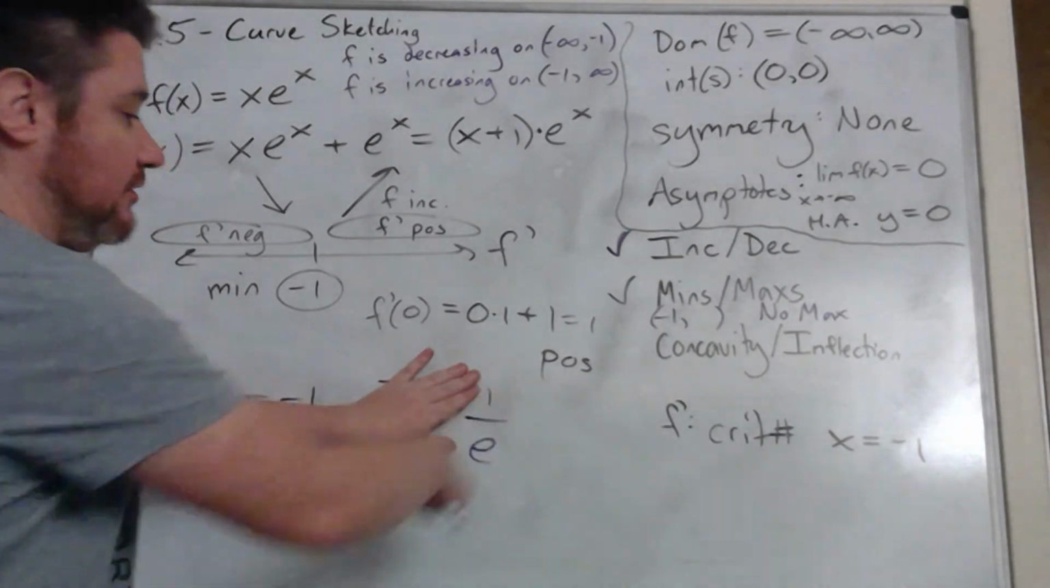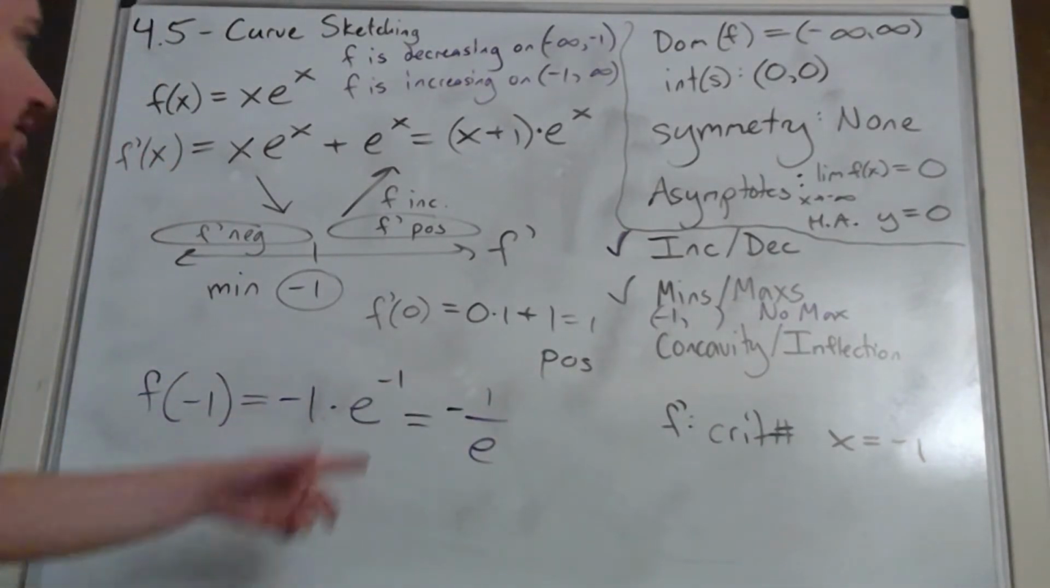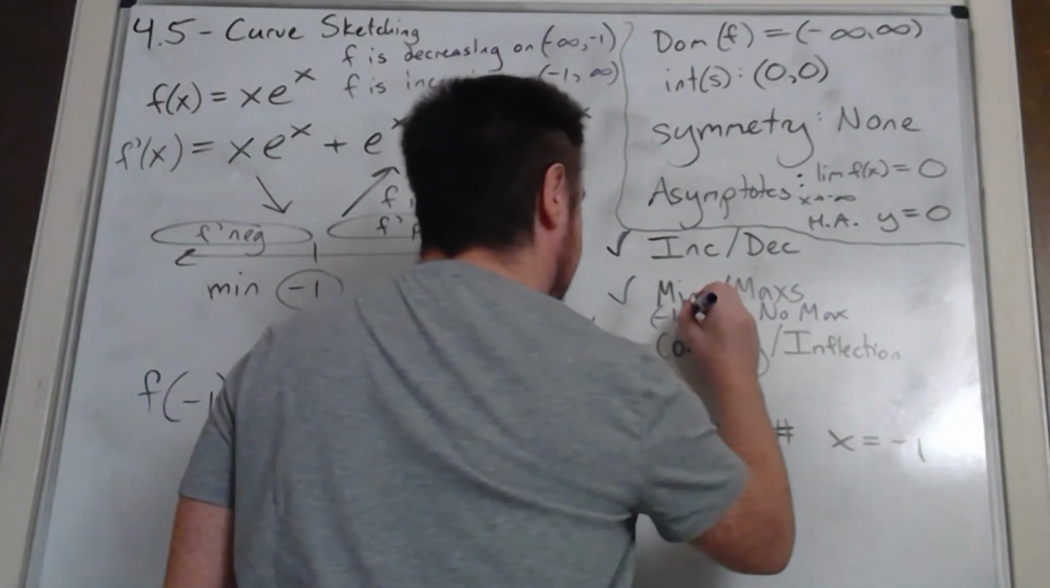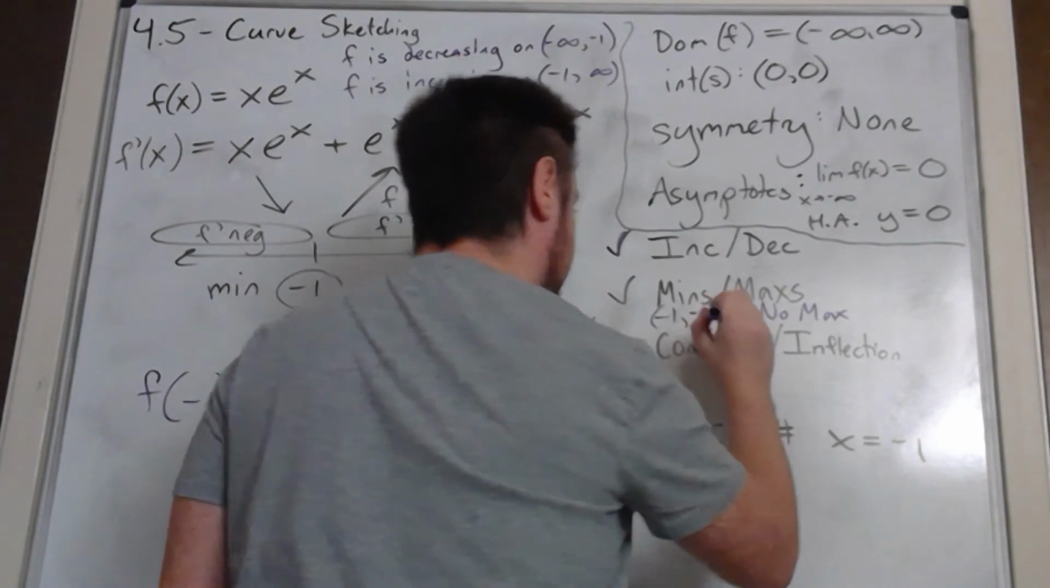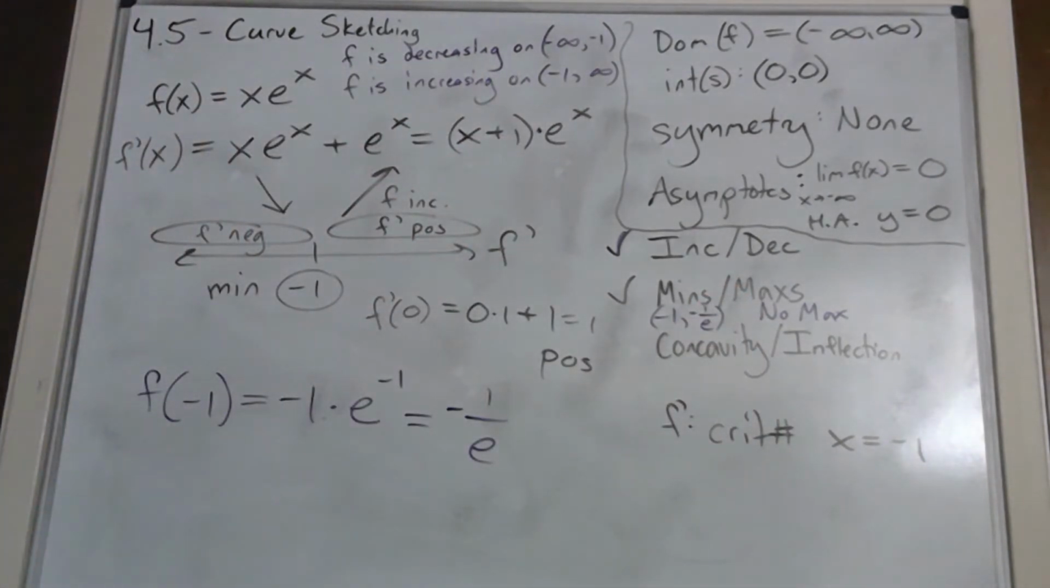Because we're dividing by something larger than 1, but then we're negative here. Okay, so we got that (-1, -1/e) is our minimum for whatever that's worth.